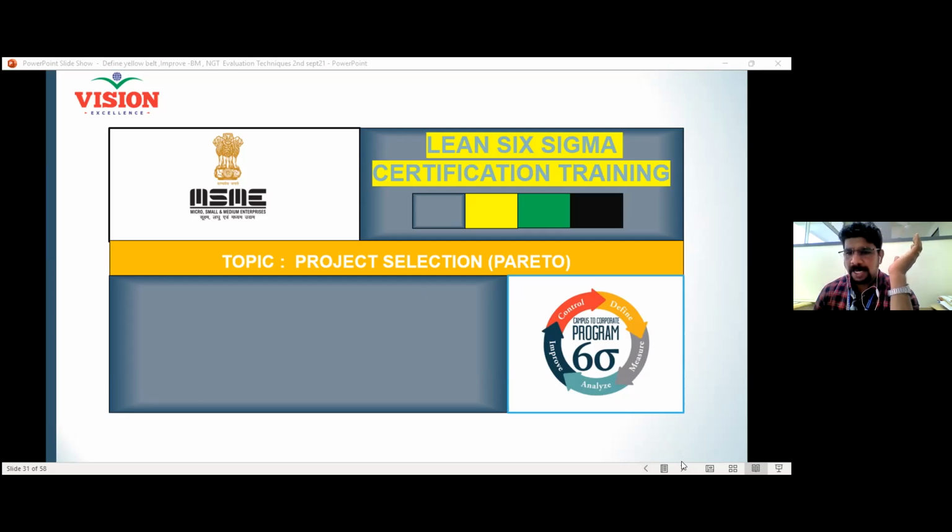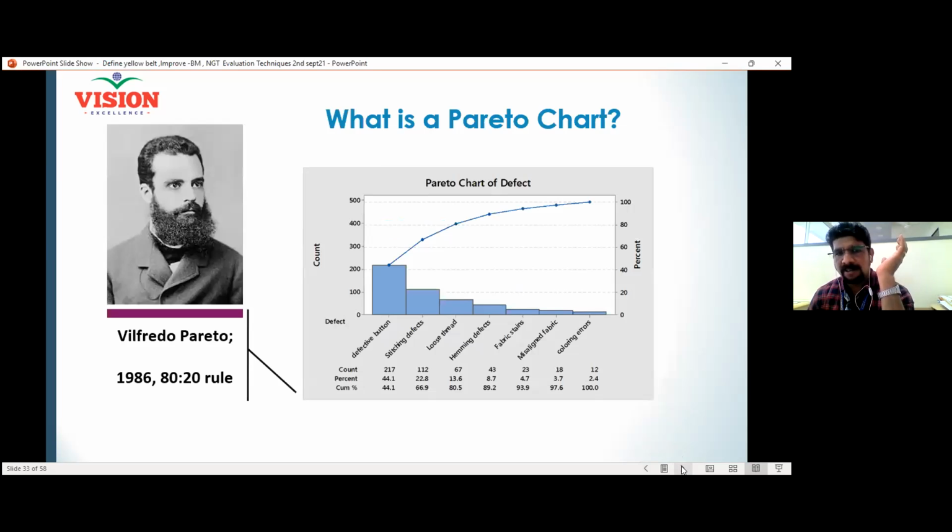So what is this Pareto? Actually, it was developed by a man called Vilfredo Pareto in the 1890s, but it came into existence and usage by Philip Crosby in 1986. See, actually, this Pareto chart will help you to identify the problem which is causing a lot of pain.